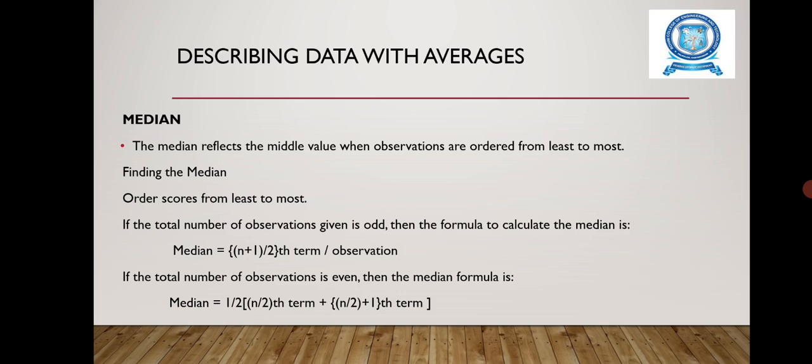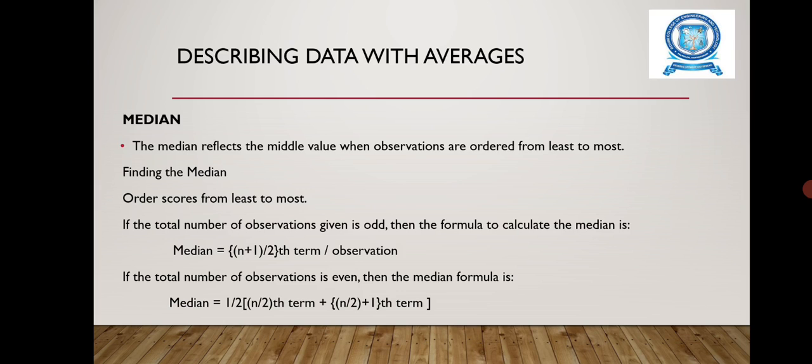Now let us see about median. The median reflects the middle value when the observations are ordered from least to most. Finding the median: order scores from least to most. If the total number of observations given is odd, then the formula to calculate the median is equal to (n plus 1) by 2 th observation.